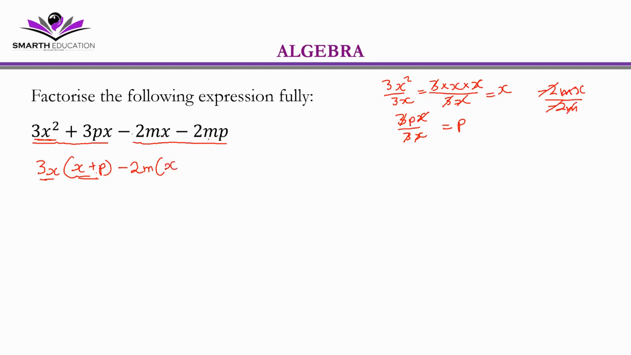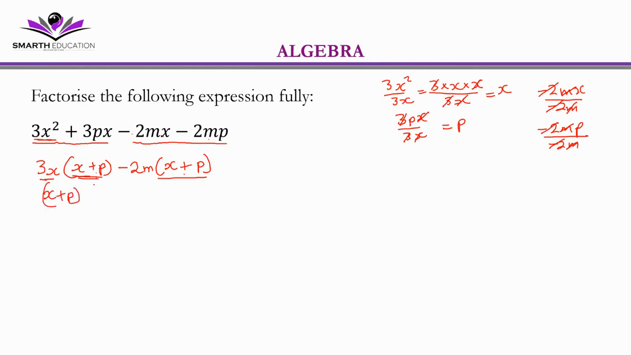Then negative 2mp divided by negative 2m is positive p. Negative 2 divided by negative 2 is 1. m divided by m is 1. We remain with p. See that? And then now we have a common bracket, x plus p and x plus p there in these two terms. So we can factor out the common bracket x plus p.